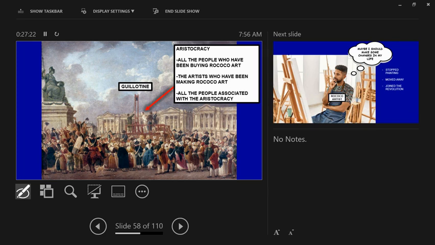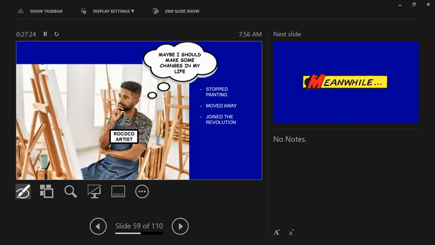So how does this affect artists and art? A lot of artists started to think, maybe I should start making changes in my life, because the people are arresting anybody associated with the aristocrats. That includes the artists who were doing paintings for them and artists who talked with them in their salons. Some of them moved away, a couple of them joined the revolution, and many of them just stopped painting. Like Fragonard, he stopped painting. So that's what's going on with the core of Rococo.